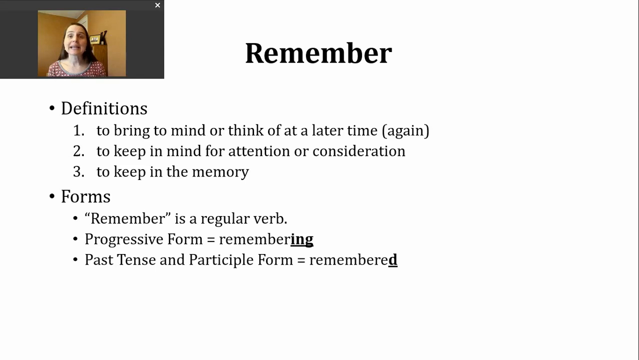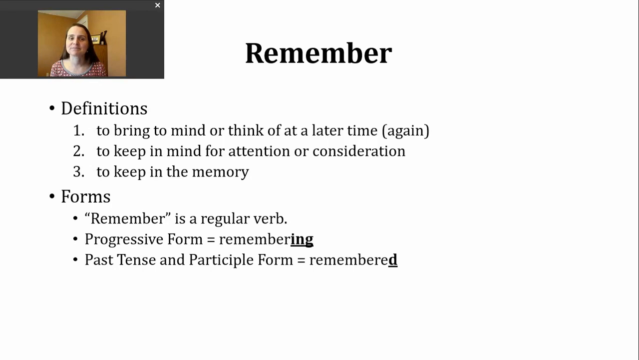The first way you might hear remember used is to bring to mind or to think of someone or something at a later time. Another way to think of this is thinking of someone or something again or multiple times. Perhaps in a conversation with a friend, they might ask if you remember meeting a particular person or acquaintance in the community.